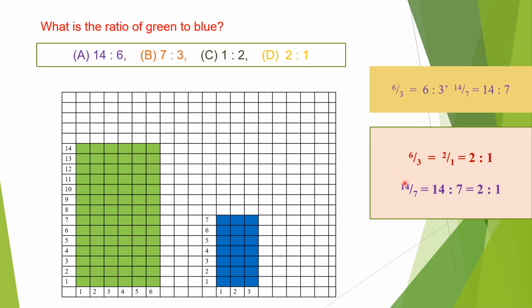Or, if we had written 14 over 7, we could still reduce this to the lowest terms. The highest common factor here is 7. 7 can go into 7 and 7 can go into 14 without leaving a remainder. If we do that division, 7 into 7 goes 1, 7 into 14 goes 2, hence we have 2 to 1. So any of these could be the answer. Or you could work the ratio using any of the sides. So now that we know the answer is 2 to 1, let's go ahead and circle it.